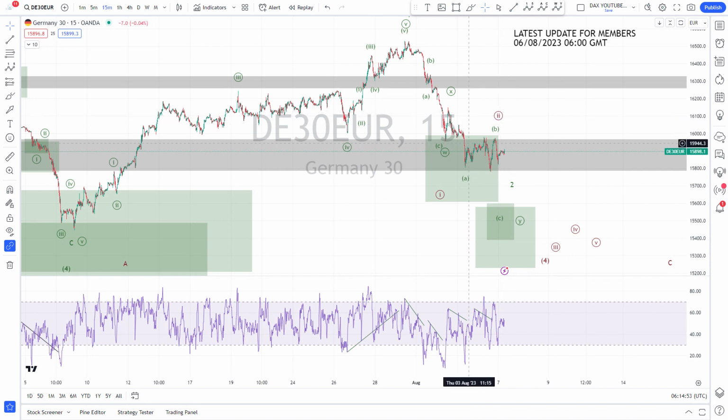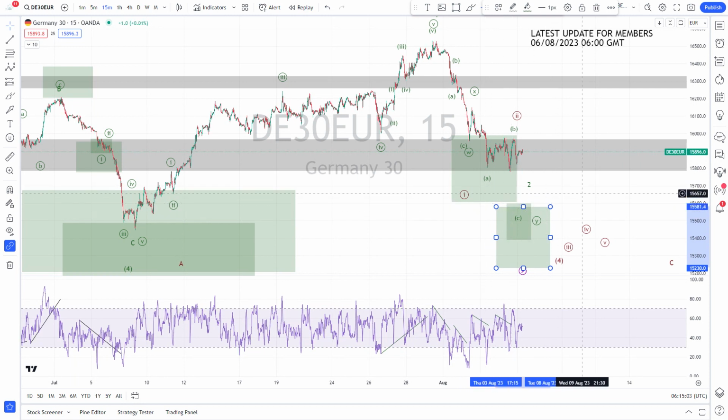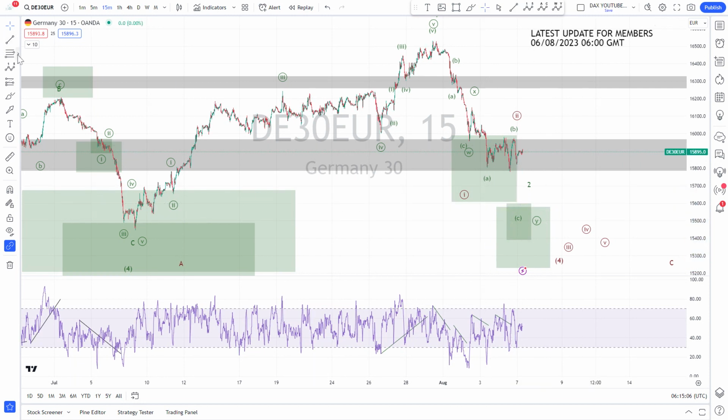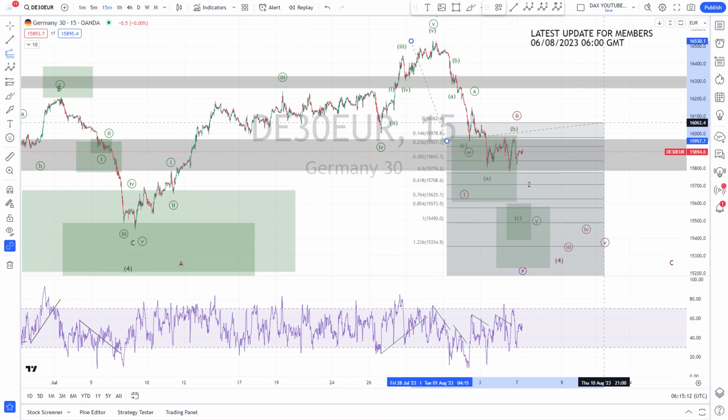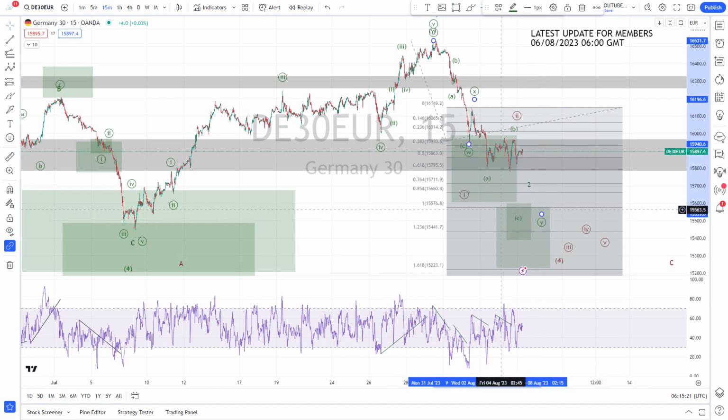Like first of all, I believe this here can be an interesting buy area because if we take the length of this wave W, this wave X, then we know that our wave Y should end here between the 1 and the 1.618 FIB extension.